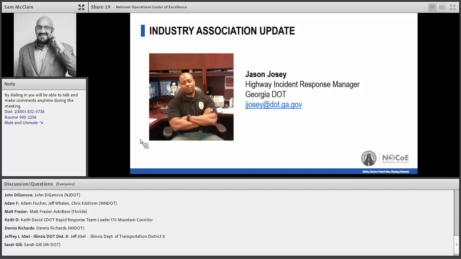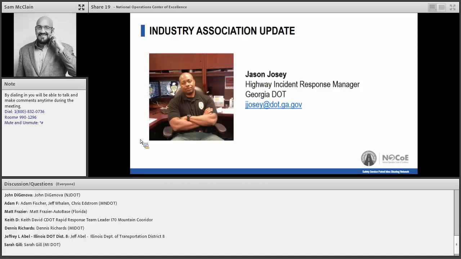We're applying to FHWA to develop a pooled fund study for Safety Service Patrols. There has been one in the past, maybe some of you participated in. For those that don't know, pooled fund studies, basically the states will pool funds, put money in from each state, and then that money will be used to do further research. The topic here is primarily going to be best practices and industry, trying to establish industry standards.